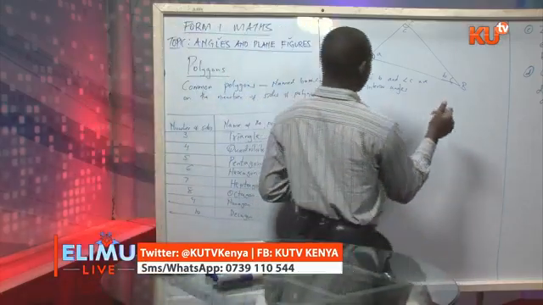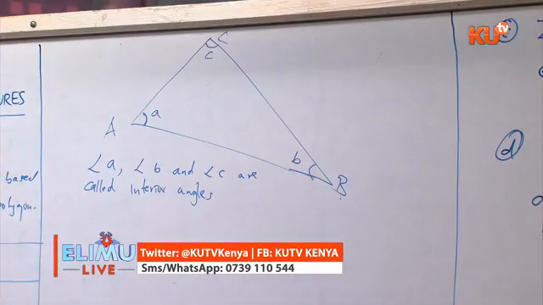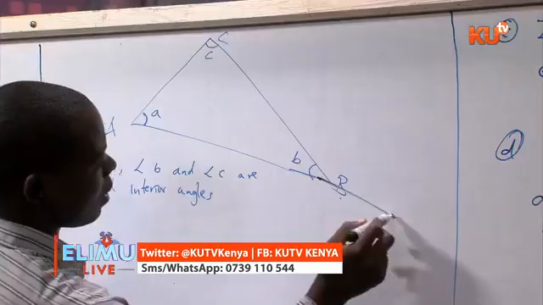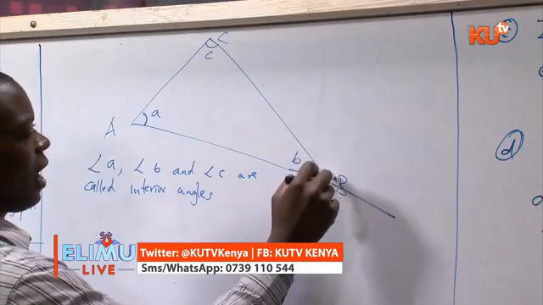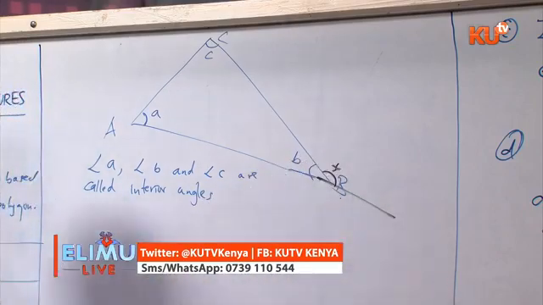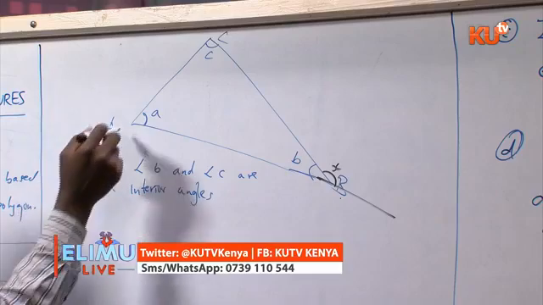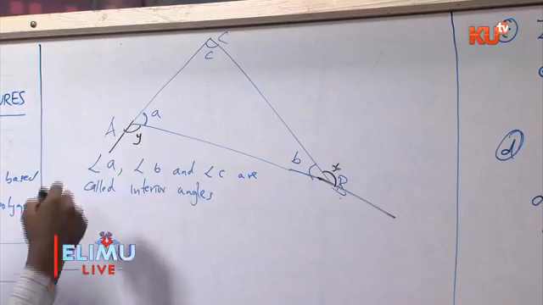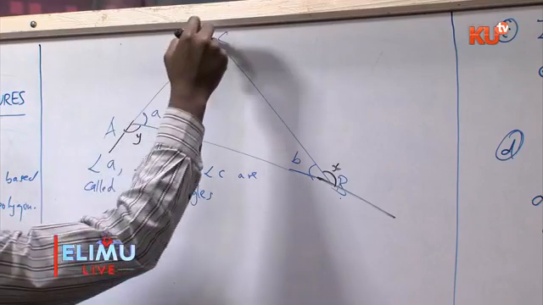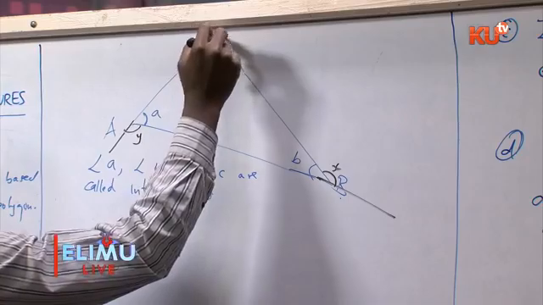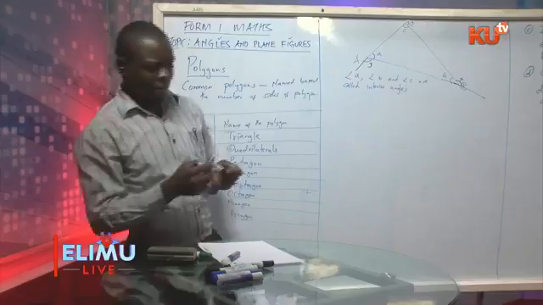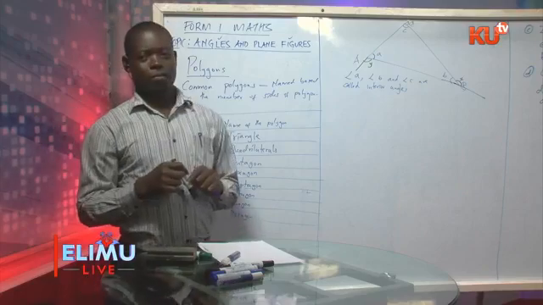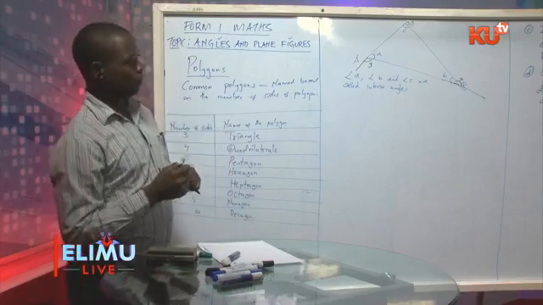If I produce by extension line AB, I produce this side, I obtain an angle X. If I do the same production on this side, I'll obtain the angle Y. And I can do the same on this side and obtain the angle Z. Then you find X, Y, and Z are not within the polygon. They are out of the polygon.